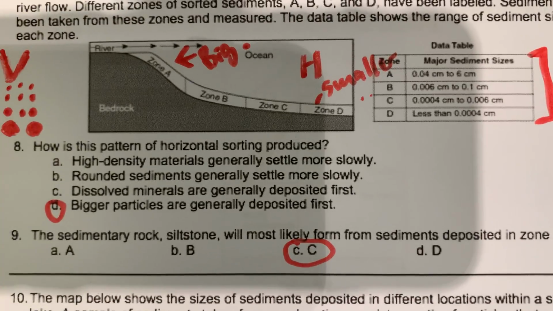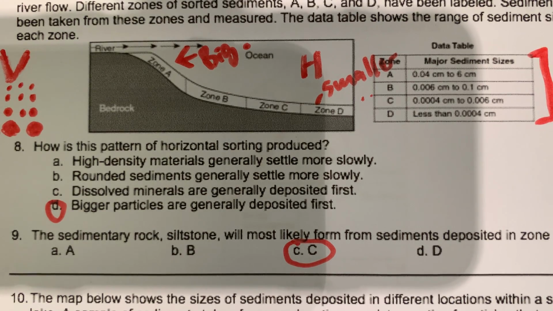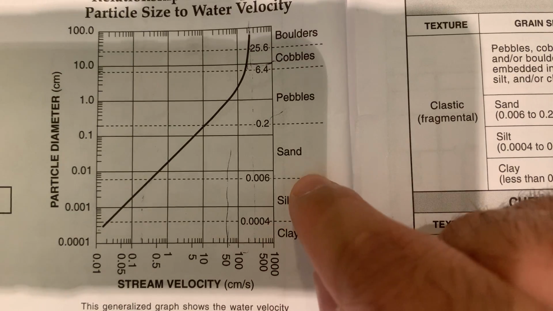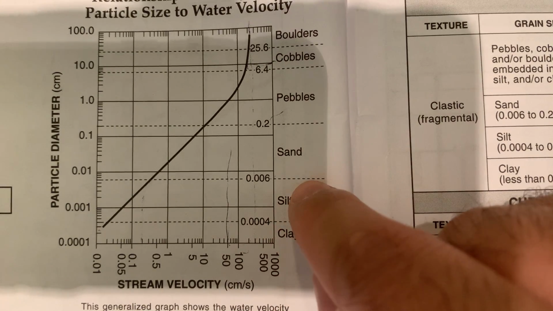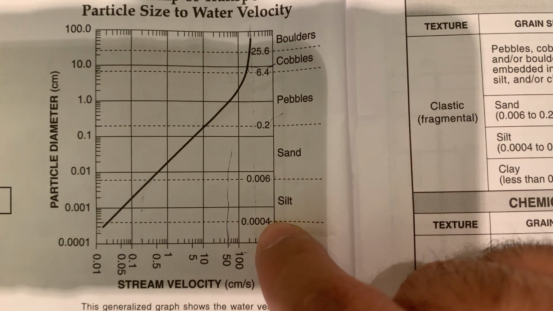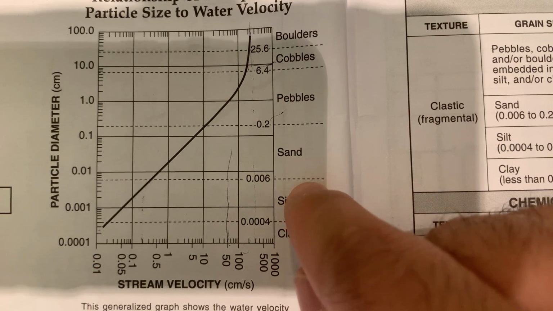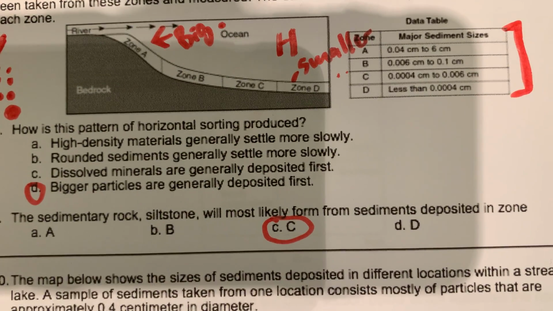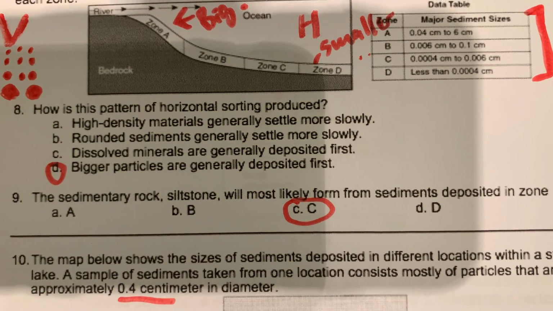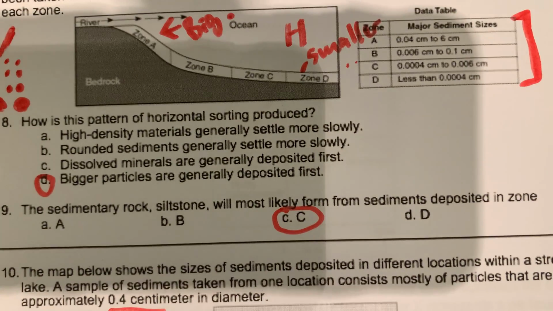Okay, so if we look at C, it says 0.0004 to 0.006. We'll go over here, and that range, 0.004 to 0.006. I might have said that one wrong, sorry. 0.0004 to 0.006. That would be silt. See, earth science is not that bad. You just got to know how to use the ESRT. So siltstone would be in zone C.